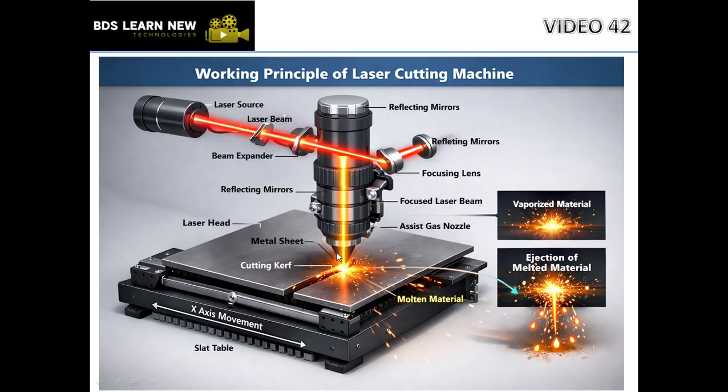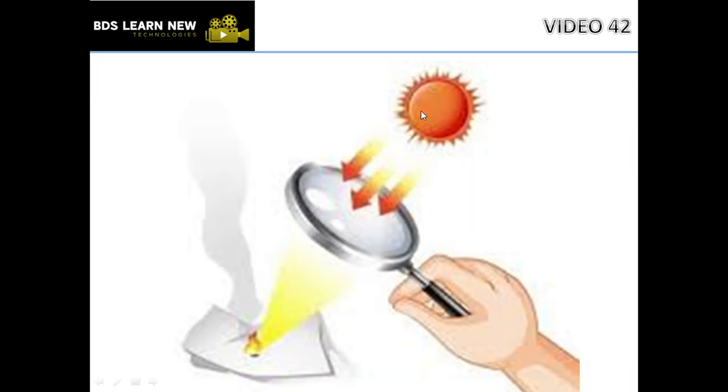We have this slab table which can move in X, Y, and Z axis. Now there are two things: one is vaporized material and second is the ejection of melted material. Now the cut is produced like this. So this operation is the same as the sunlight, lens, and paper burning process.